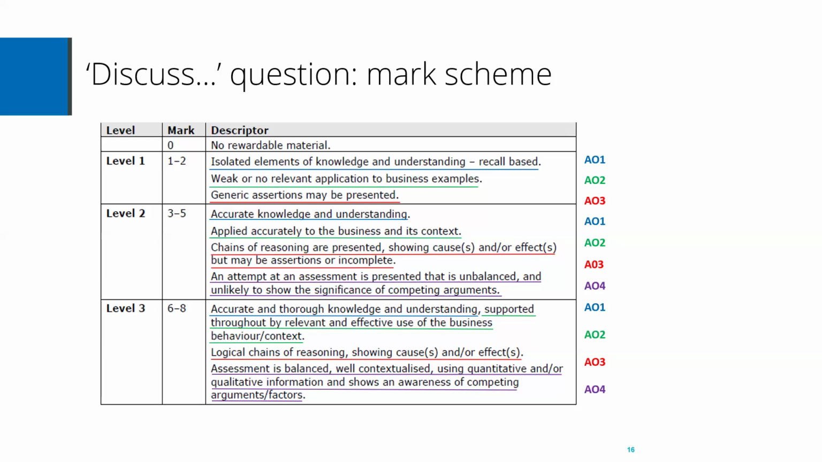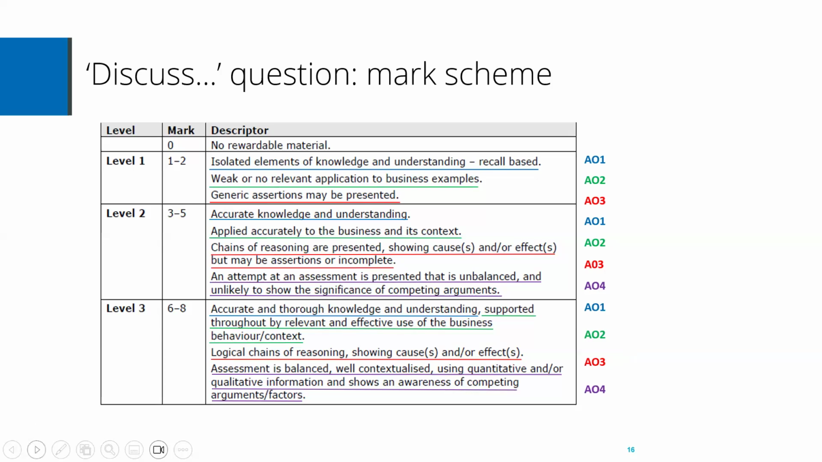Now, most answers for the discuss question will end up in level 2 because that's where they will end up. There'll be some understanding. There'll be some use of the context. There'll be some basic chains of reasoning. And there might be a small attempt at some kind of evaluation. Not so many will get into level 3, but a fair proportion will. Because all you need to do there is ensure that whatever points you pick are developed using the extract and provide some form of balance. Some form of balance.